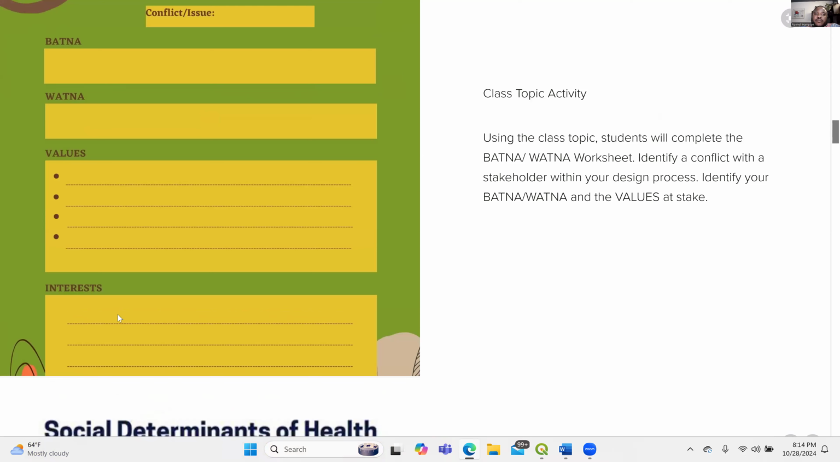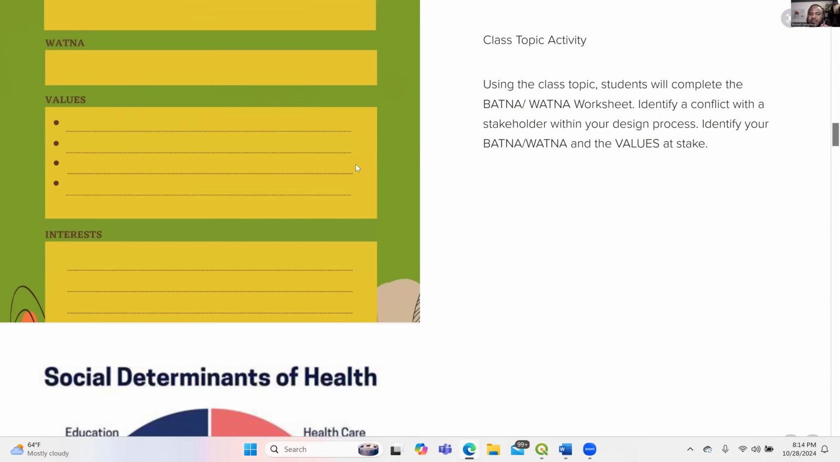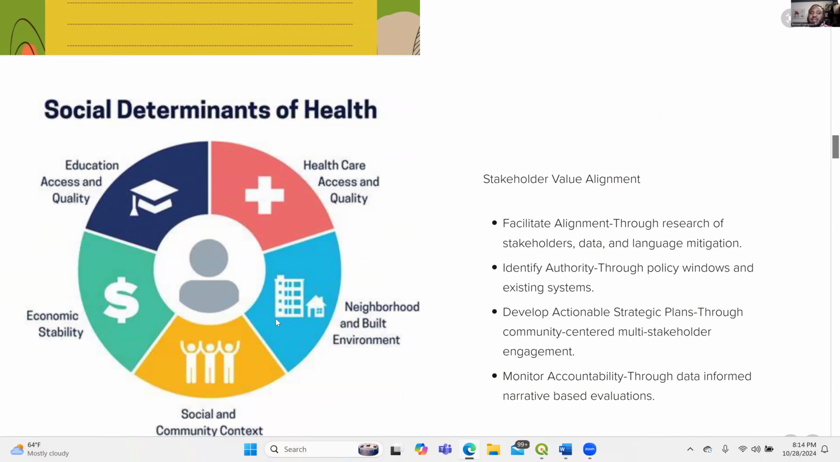So again, understanding those different things. You have your BATNA and WATNA right here, but you're going to really identify some of those other interest areas in this worksheet. This is a great worksheet to identify the conflict within your stakeholders that you're engaging in the design process, right? And this is a great tool, and we may be able to revisit this next week. But again, we're aligning these interests to the social determinants of health as it relates to your design project and the interests of your stakeholders, right?